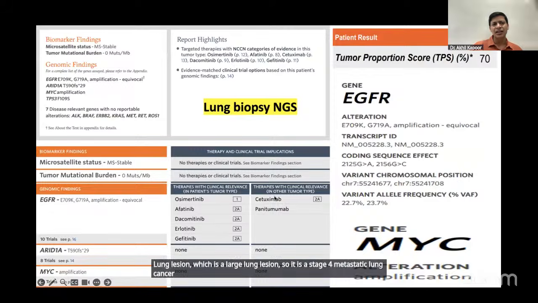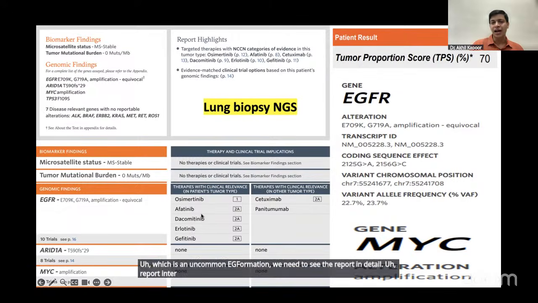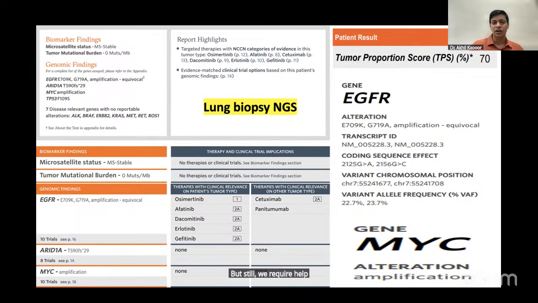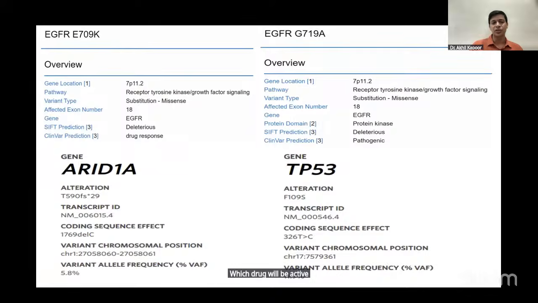Biopsy was done. And this is an example of a Foundation NGS, somatic NGS. And it was found that there is an uncommon EGFR mutation, EGFR E709K. So again, getting information about which drugs will be active on this type of mutation, which is an uncommon EGFR mutation, we need to see the report in detail. Report interpretation is also an art, which we have learned gradually, but still we require help from our team in the molecular tumor board, and we need to discover which drug will be active on which type of mutation. So this is just an example.